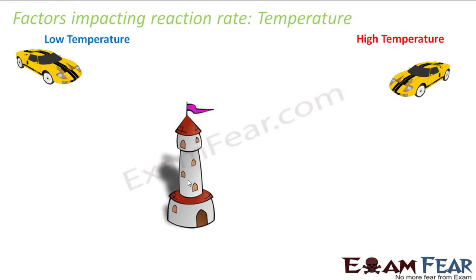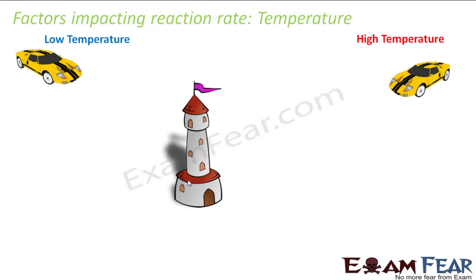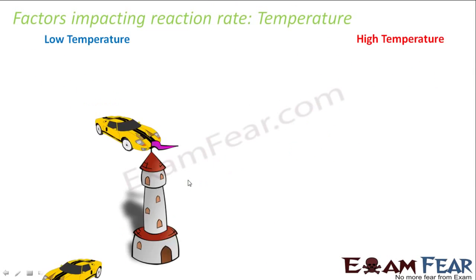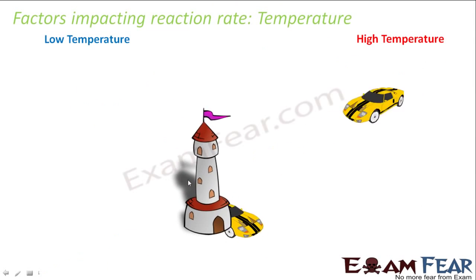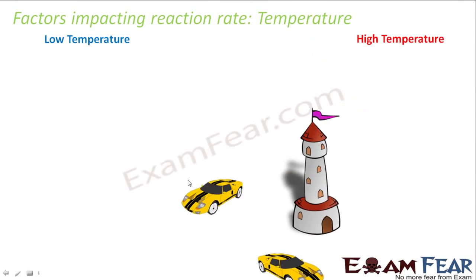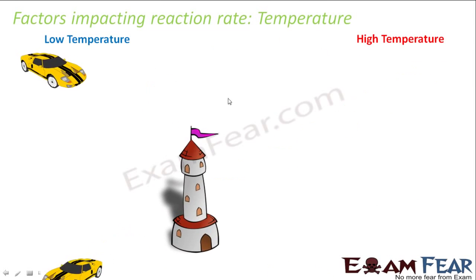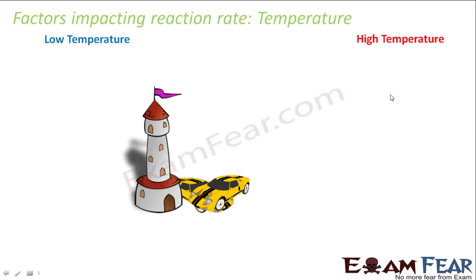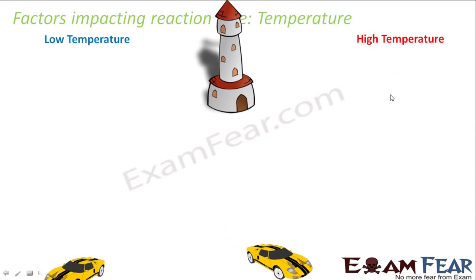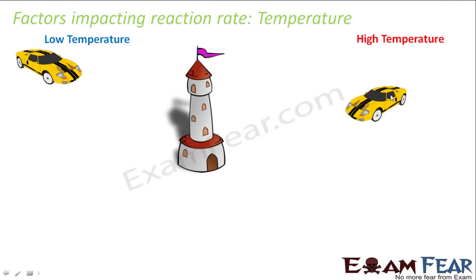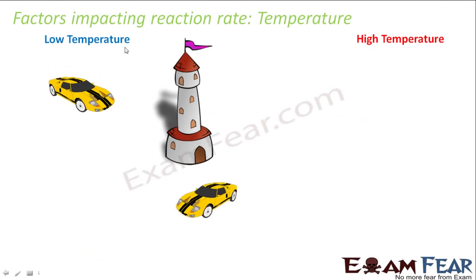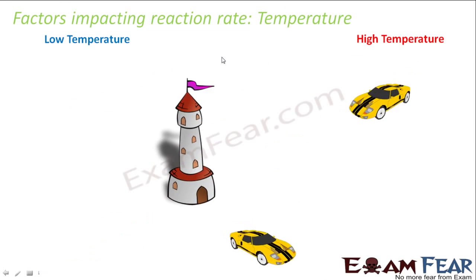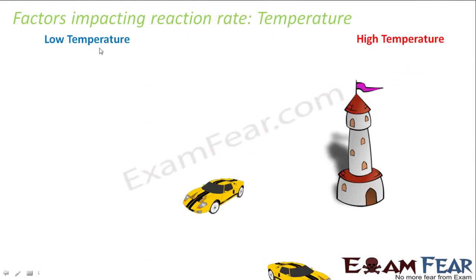Now if you see, on the left hand side we have the low temperature scenario, and on the right hand side we have the high temperature scenario. On the left hand side, the car is moving at a slow rate, so it is hitting the tower less. But on the right hand side, this car is moving at a high speed, and thus the frequency of collision which the car on the right hand side is making is much more than the car on the left hand side. Both are the same car. That means both are the same molecules. The reactant is the same. The car is the same. The target is the same.